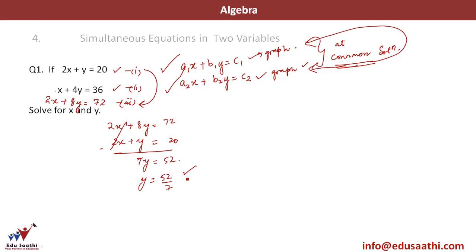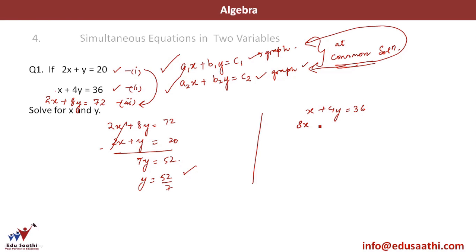Putting this value back in any of the equations that you like, you will solve for the value of x. So how we solve the two equations is, you look at the coefficients of the two equations, try to make the coefficients for either of the variables the same, and then solve the two equations for the value of the two variables.